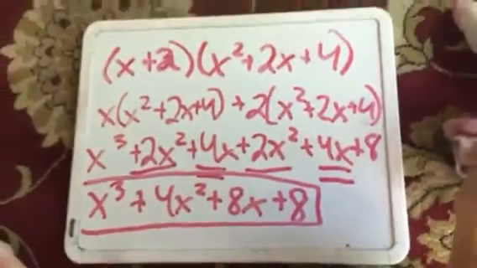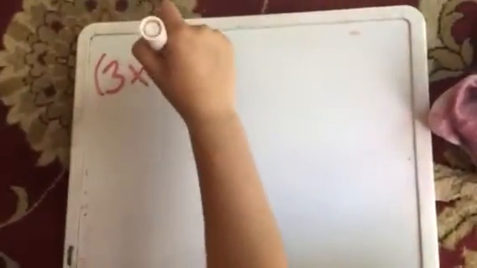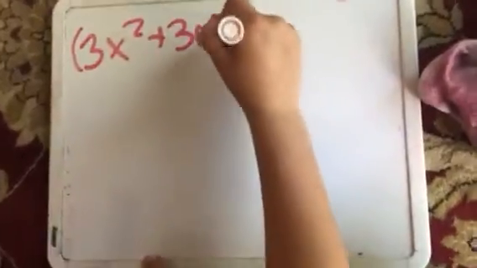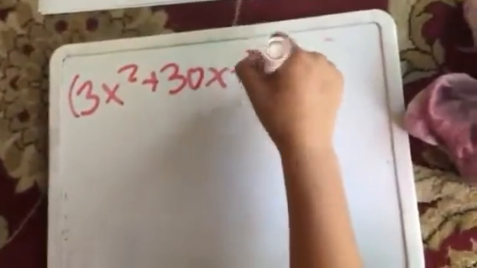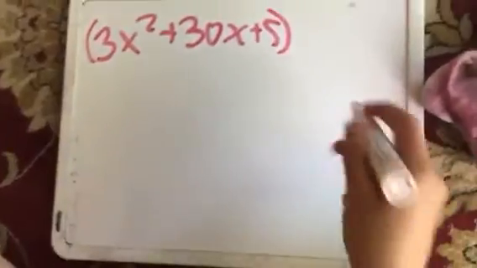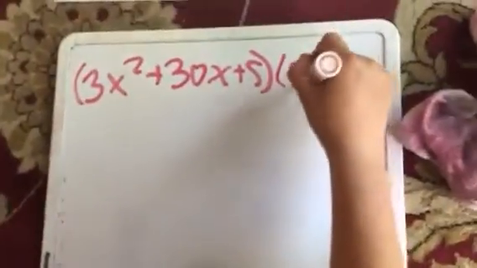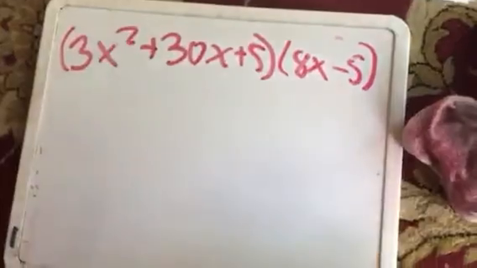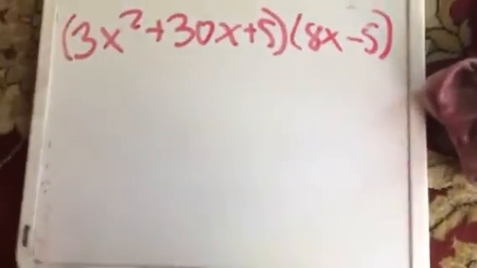So now let's try a word problem. So our word problem is, Sal needs to find the volume of a tank whose base has an area of 3x squared plus 30x plus 5 square feet, and whose height is 8x minus 5 feet. And he wants to find the total volume.